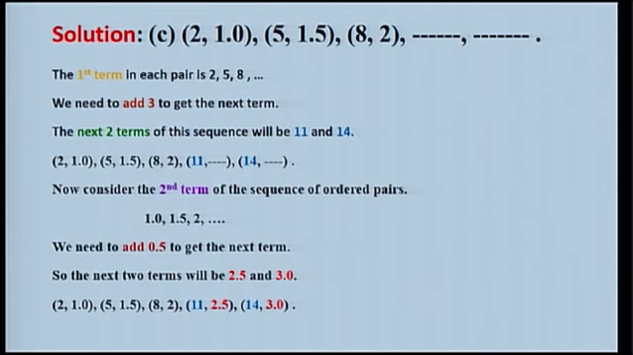Now we consider the second term of the sequence of ordered pairs. 1.0, 1.5, 2. So here we need to add 0.5 to get the next term. So the next two terms will be 2 plus 0.5, 2.5, and 2.5 plus 0.5, which is 3 or 3.0. So here is the solution.